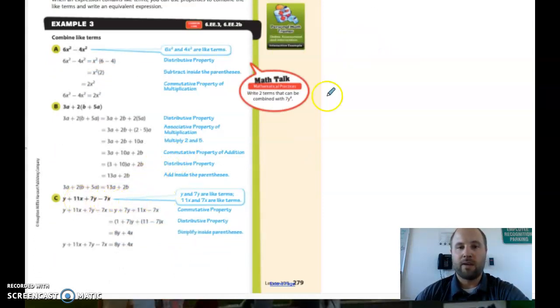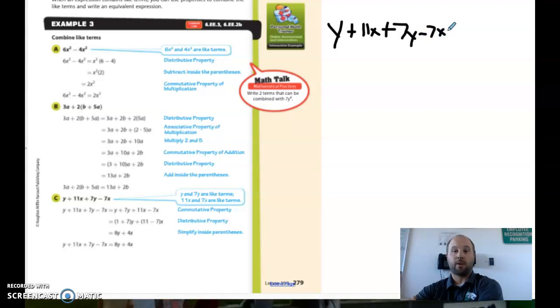All right, and we've got y plus 11x plus 7y minus 7x. So remember, if you didn't forget already, we're going to use underline. You can use boxes, you can use circles, triangles, whatever you're feeling. I'm going to start with underline.